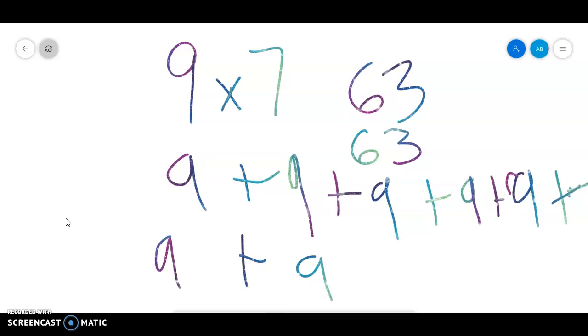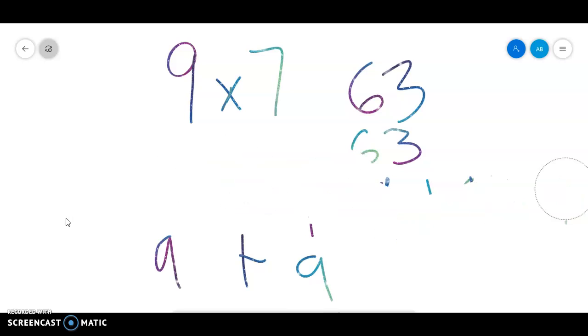Okay, and then you did 9 plus 9 plus 9 plus 9 plus 9 plus 9 plus 9. So 9, how many times did you add 9? 7. And did you add this on your paper, or did you just do that in your head? Head. In your head. Okay, Chloe, please come up to the board and show us how you found 63.